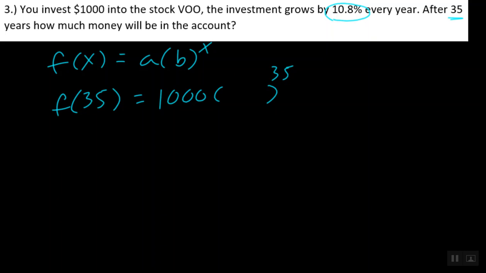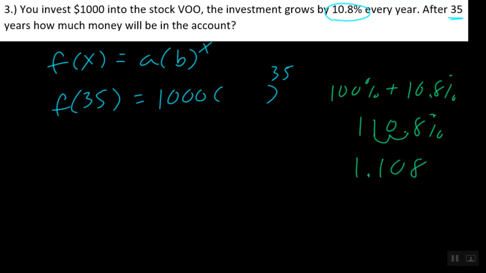And we're going to raise this once again to the 35th power because we're going to let this grow for 35 years. Now, our rate of growth, remember, we're going to start at 100%. And since it's a growth rate, we'll still add 10.8%. So we're going to say that we'll have 110.8% of the original value. And as a decimal, well, we see that that is 1.108.